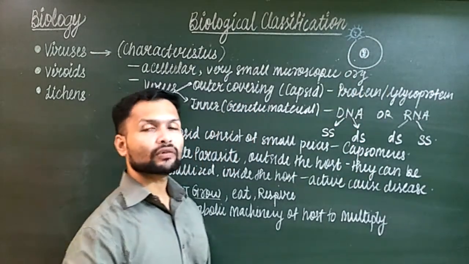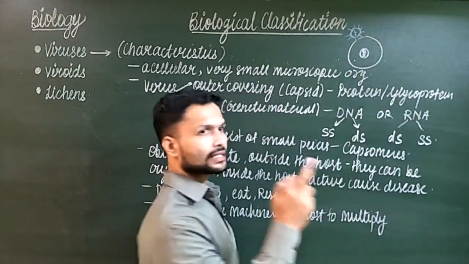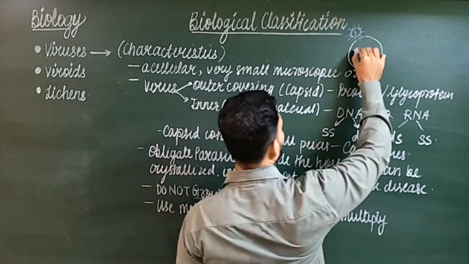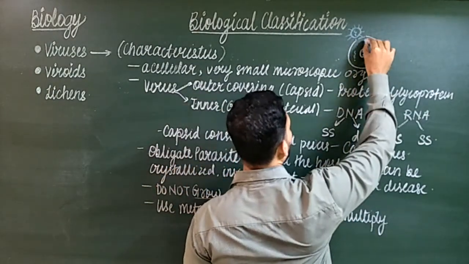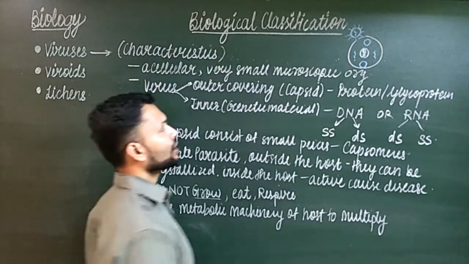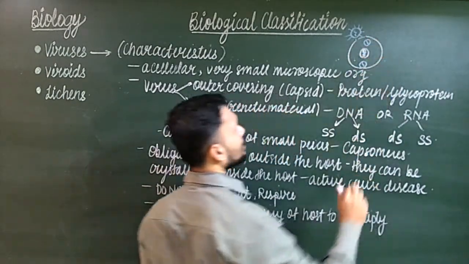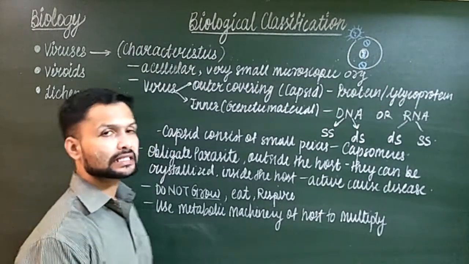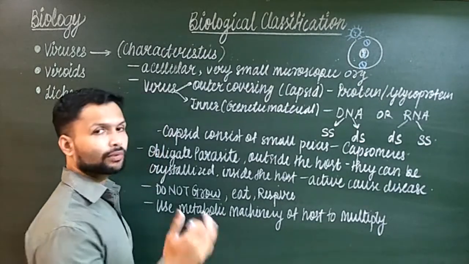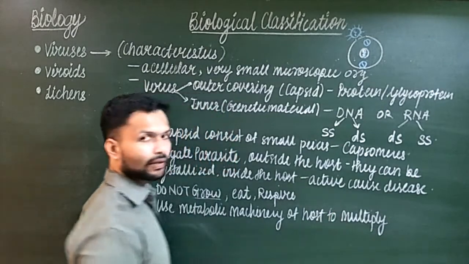Then they take over these organelles of the cell, which means they signal the organelles to produce the necessary proteins for the capsid and the genetic material, and the genetic material and the protein are formed within the cell. Later on they assemble, the genetic material goes inside, and later on these viruses will burst out from the cells. So they don't have any machinery of their own to reproduce or multiply, so they use the metabolic machinery of the host cell to multiply in this.